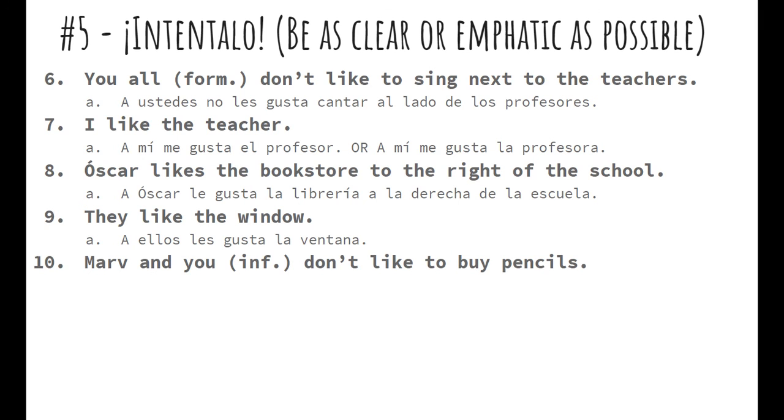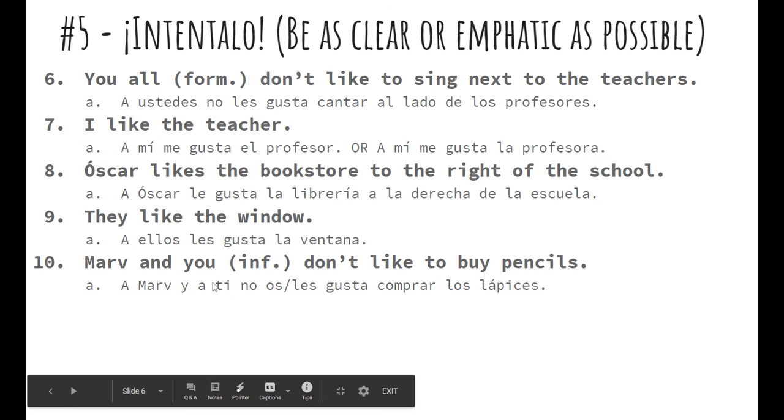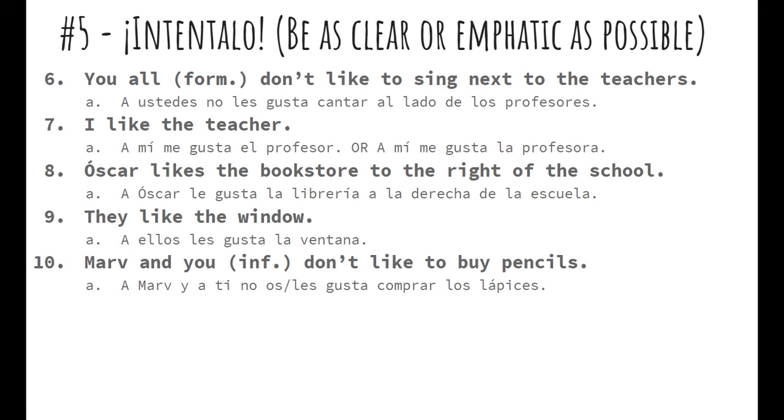Número 10, Marv and you don't like to buy pencils. A Marv y a ti no os o les gusta comprar los lápices. The os or les just would depend on if you're in Spain or if you're in South America, where they don't use the vosotros form. If you're in Spain, being it is the a ti here, that would tell you it's informal that you're speaking to, and hence you'd use the vosotros form. El fin.